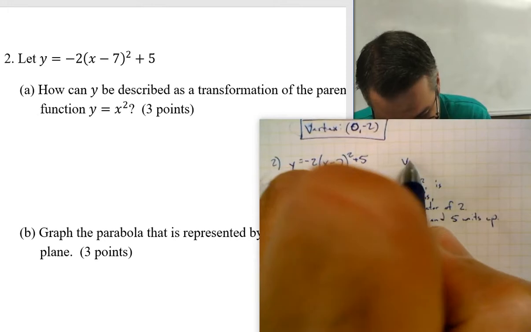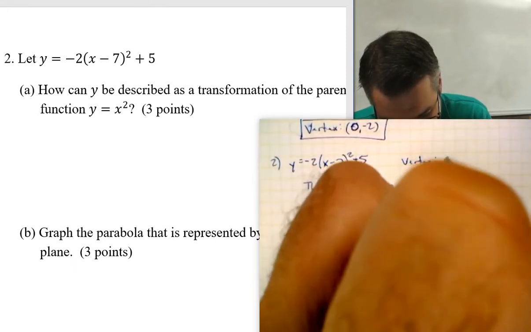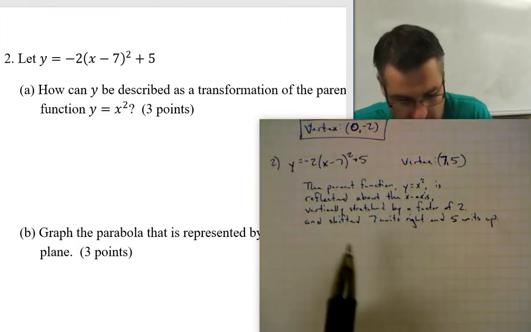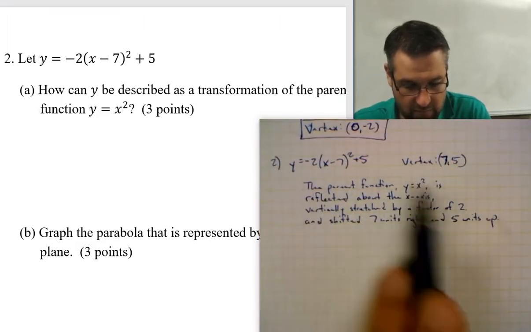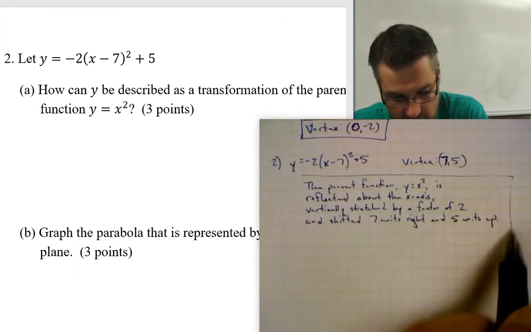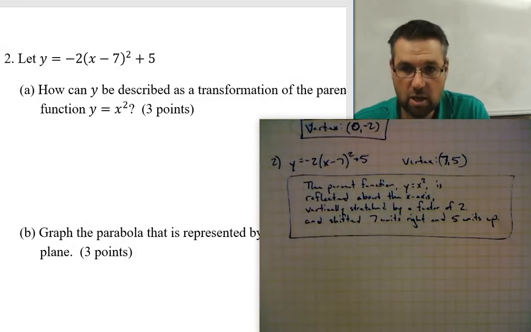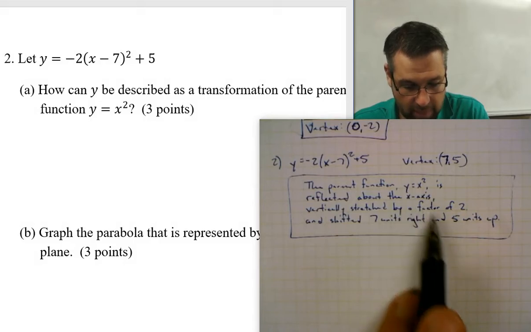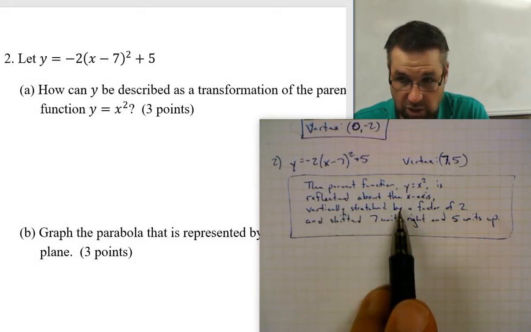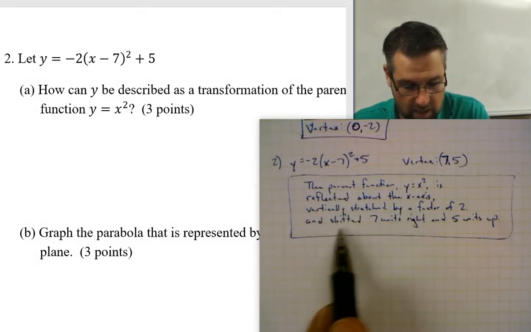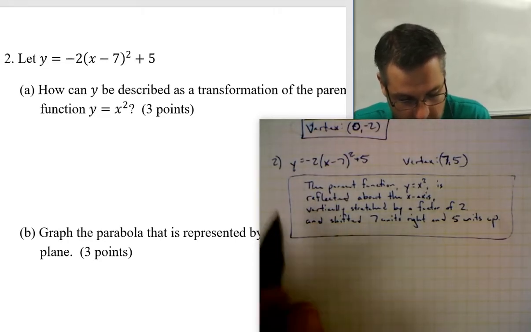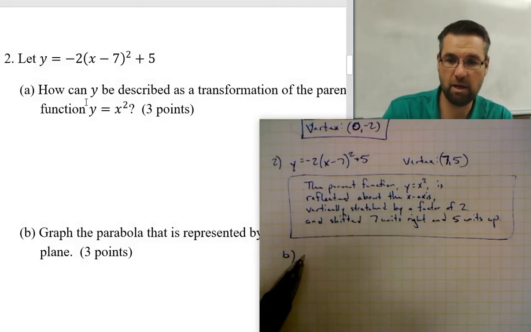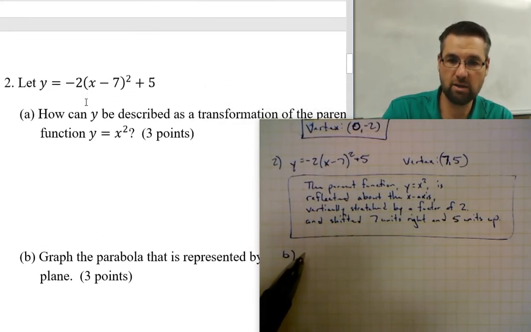Okay, because we can see the vertex is +7, +5, right? Let me write that down here. Vertex is +7, +5. Now, you didn't necessarily need to write that down for the description. This is the description here. Okay, so you would have gotten 1 point if you talked about the reflection, 1 point for talking about the vertical stretch or the shrink accurately, and then 1 point for the translation or the shift.